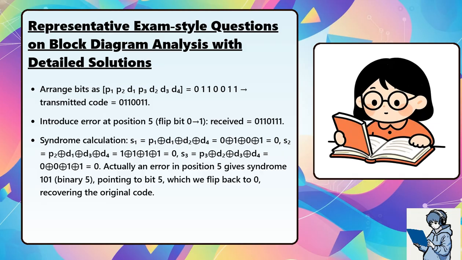Actually, an error in position 5 gives syndrome 101, which is binary 5, pointing to bit 5, which we flip back to 0, recovering the original code.